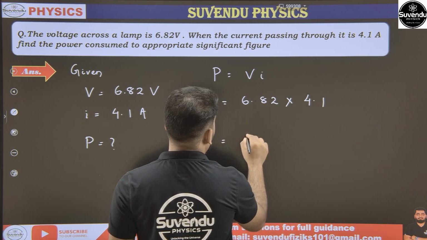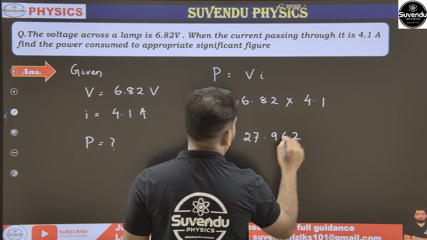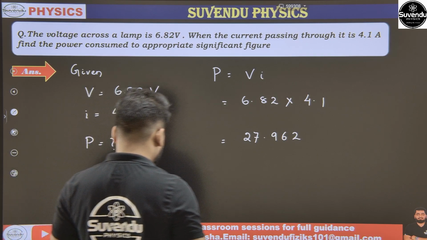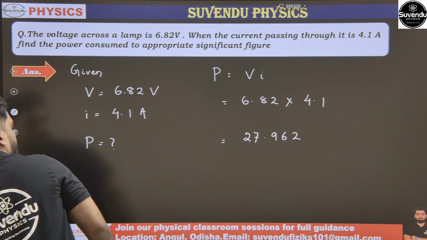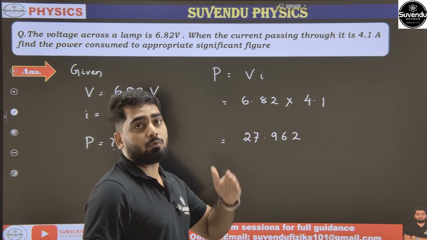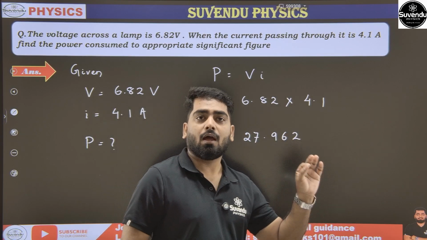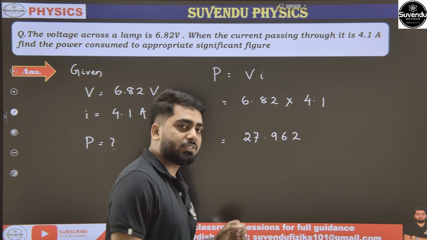तो इसका रिजल्ट क्या मिलेगा हमको? 27.962, फिर से मैं चेक कर रहा हूँ. Yes, 27.962, the multiplication result. After that we have to round. So what we have to do in case of multiplication and division? Your answer should be reported to least number of significant figures.